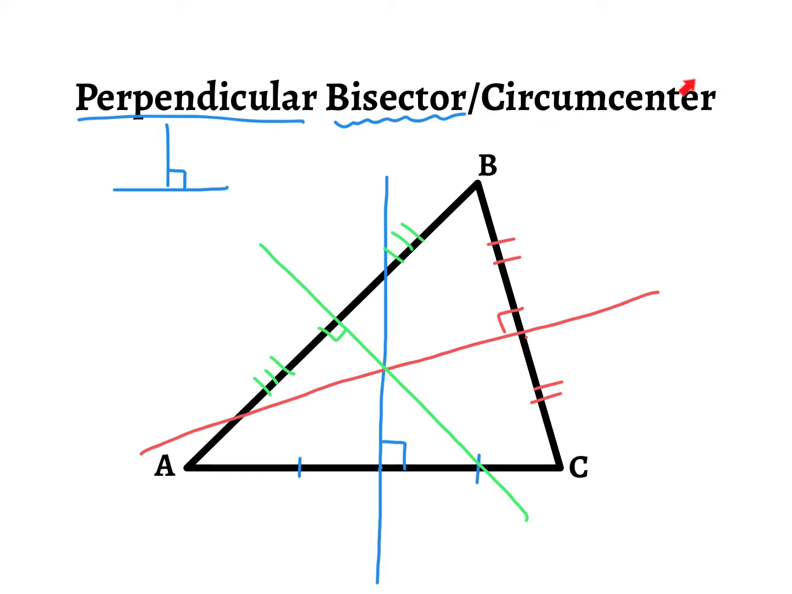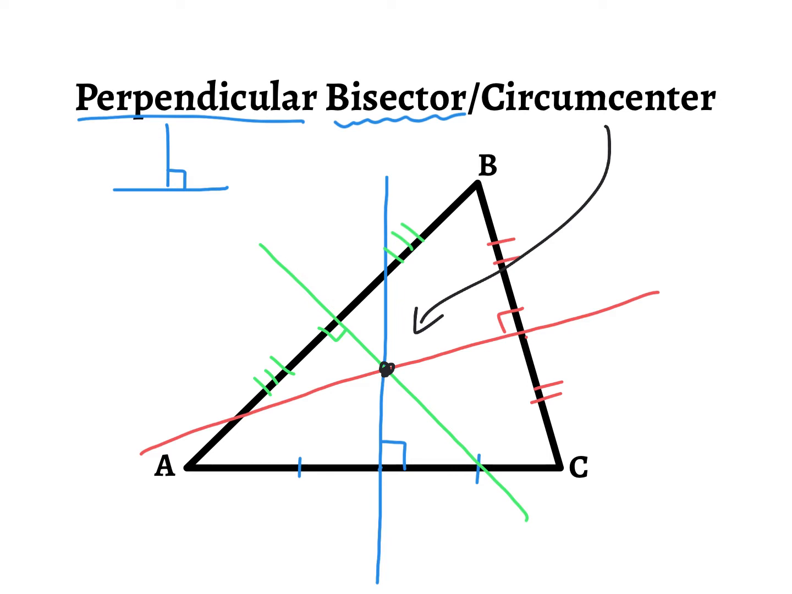This last word here is called the circumcenter. Circumcenter is where all of these perpendicular bisectors intersect, that point right here. This is the circumcenter. Now, the circumcenter has a very particular rule or property within a triangle.